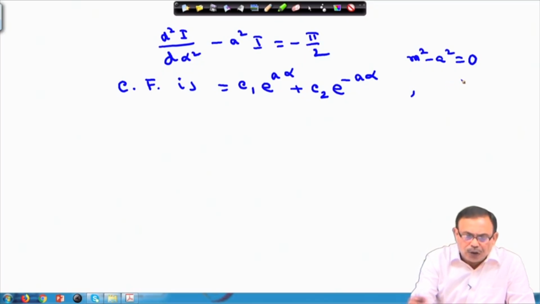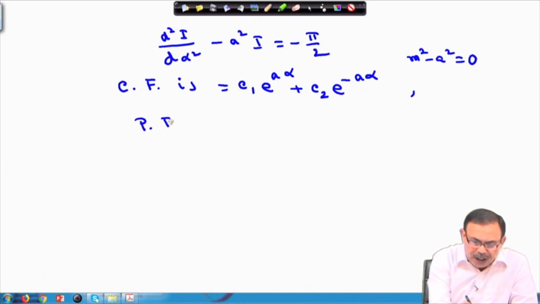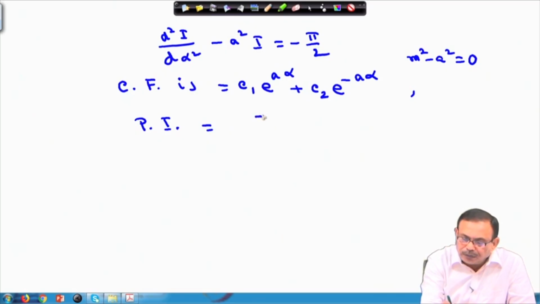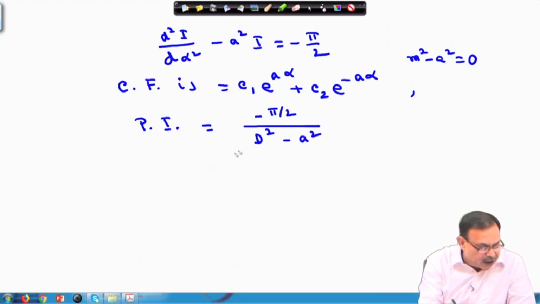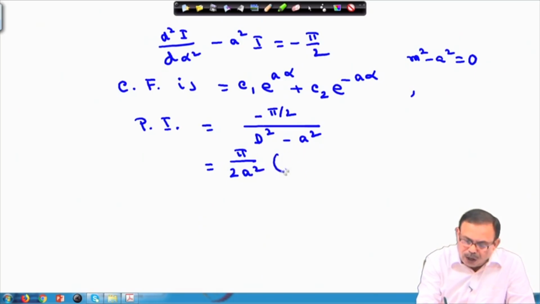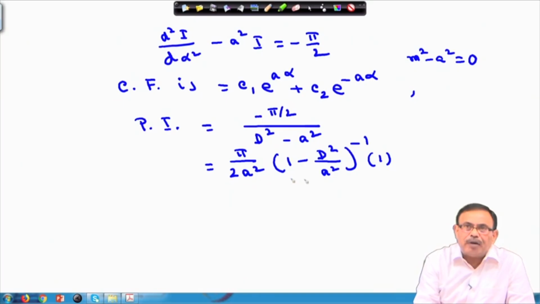second order ODE. So, CF you are finding out this, and the particular integral, that is PI, this equals, you can write down minus pi by 2 by D square minus a square. So, you can write it pi by 2, a square I can take common. So, 1 minus, this minus I am taking it out. So, a square minus D square I am writing. So, 1 minus D square by a square to the power minus 1 of 1. So, this I am writing here.